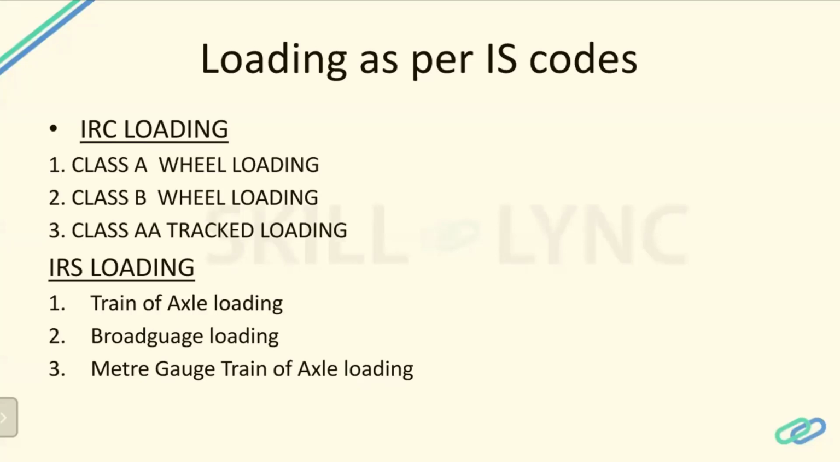So, as per IRC codes, the biggest or highest vehicle is the tracked vehicle. A tracked vehicle is nothing but the vehicle which you see in the military. Okay, that is called a tracked vehicle. And the wheeled vehicle is nothing but the normal wheeled vehicle, like buses, cars, two-wheelers. Those are called wheeled vehicles. Now we will see the loadings.